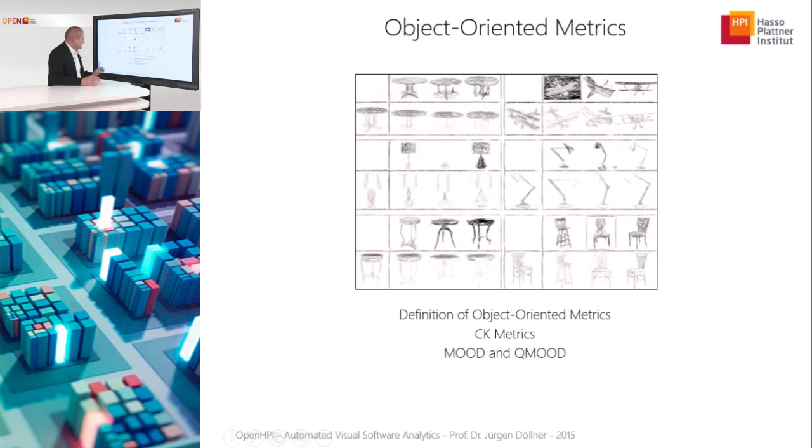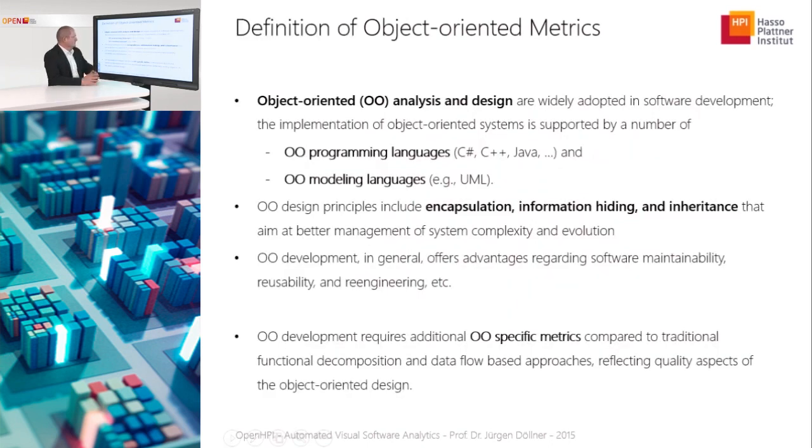Let's start with a general look at object orientation. Object-oriented analysis and design are widely adopted in software development and in the software industry. The implementation of object-oriented systems is supported by a number of object-oriented programming languages, for example C#, C++, Java, the most common ones, and object-oriented modeling languages, for example the Unified Modeling Language, UML.